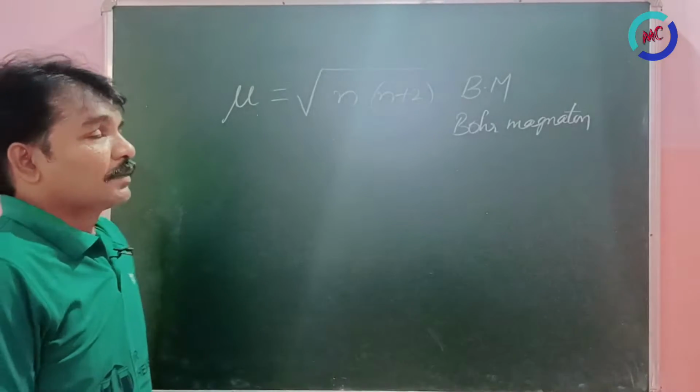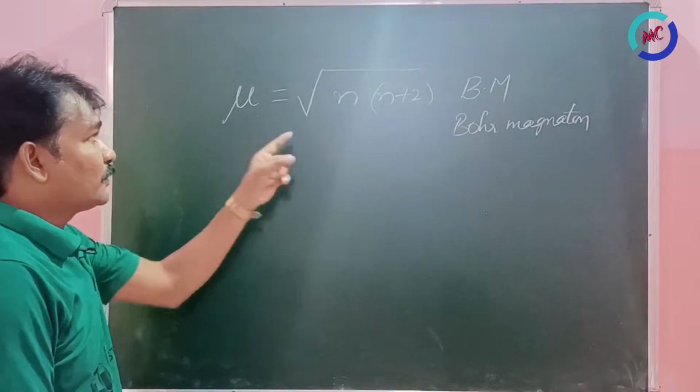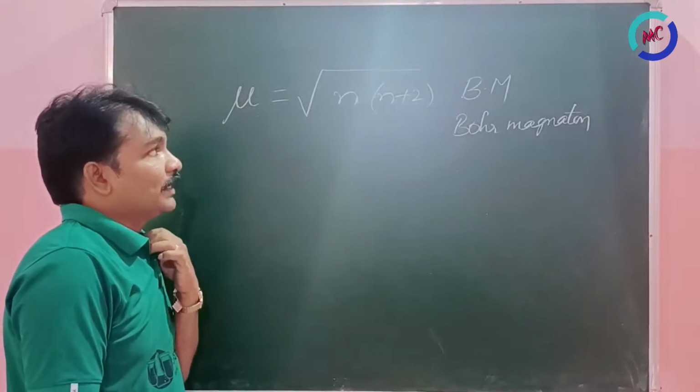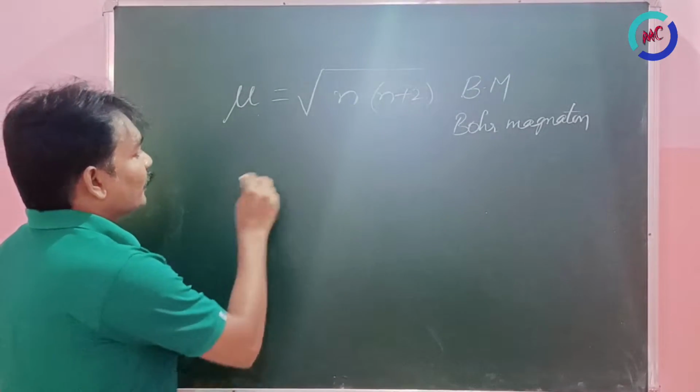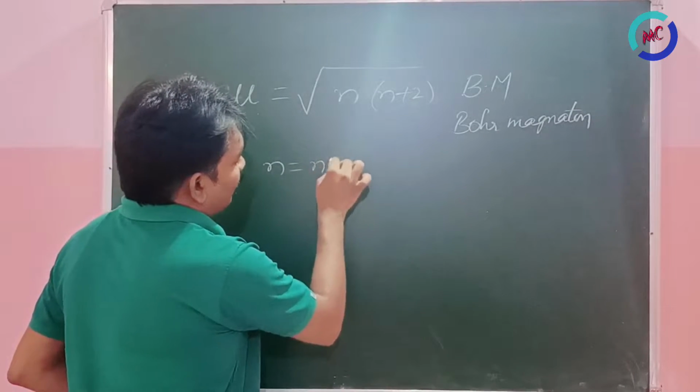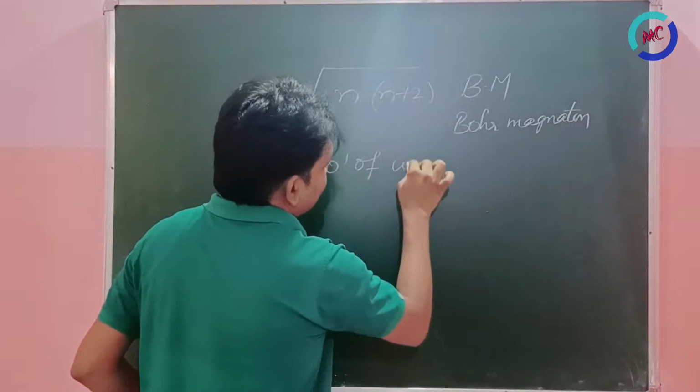See here, magnetic moment is calculated by using the formula mu is equal to root of n into n plus 2. Here n is nothing but number of unpaired electrons. What is n here? Number of unpaired electrons.